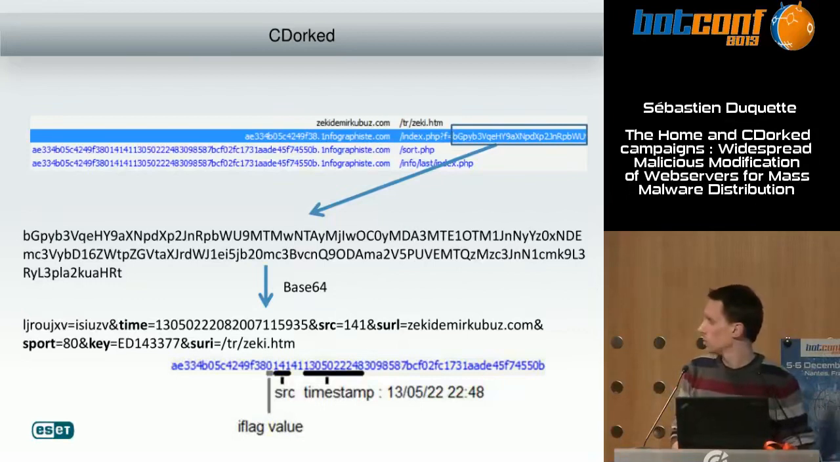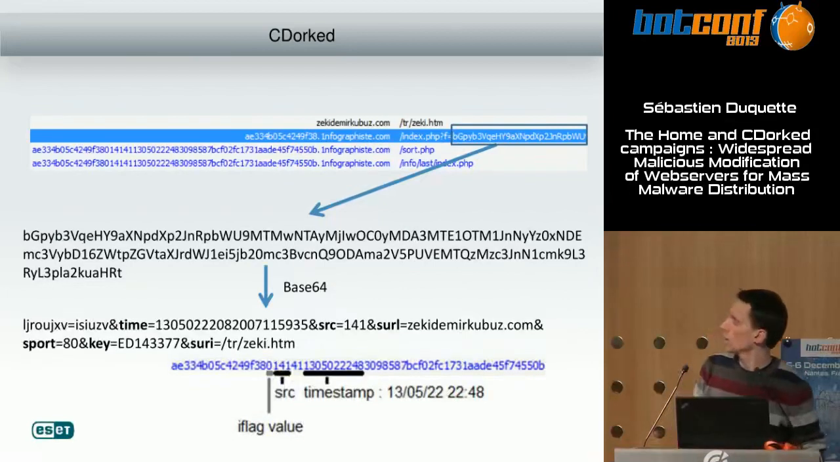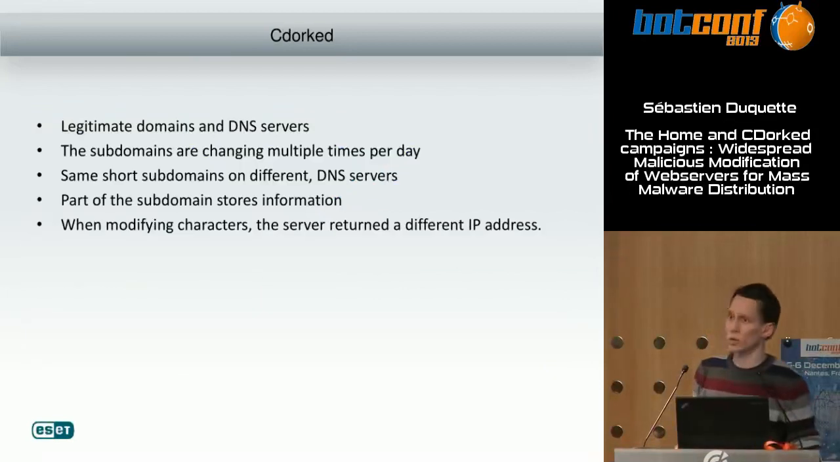So we did some other tests, and yeah, the domains that were used, the DNS servers, were legitimate. So it was for legitimate websites. And the subdomains kept changing all the time. And we would even see the same short subdomains, but on different servers. And as I already said, part of the subdomain was storing information.